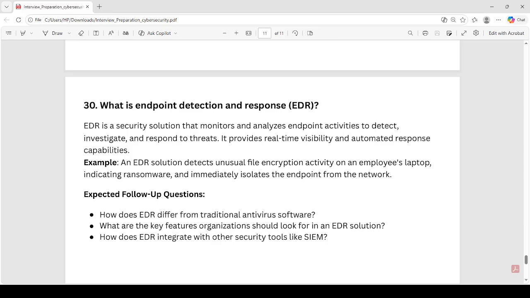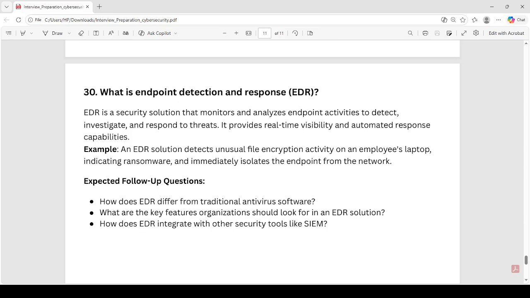So these are the questions that help you while preparing for a SOC analyst role or security analyst role position. Thank you.